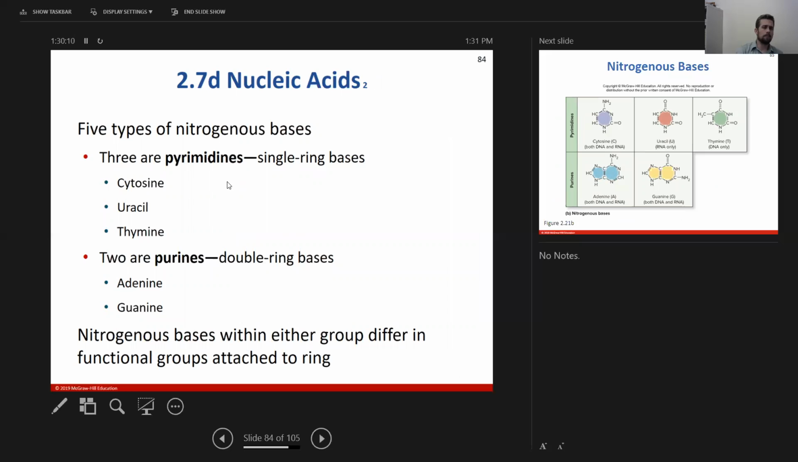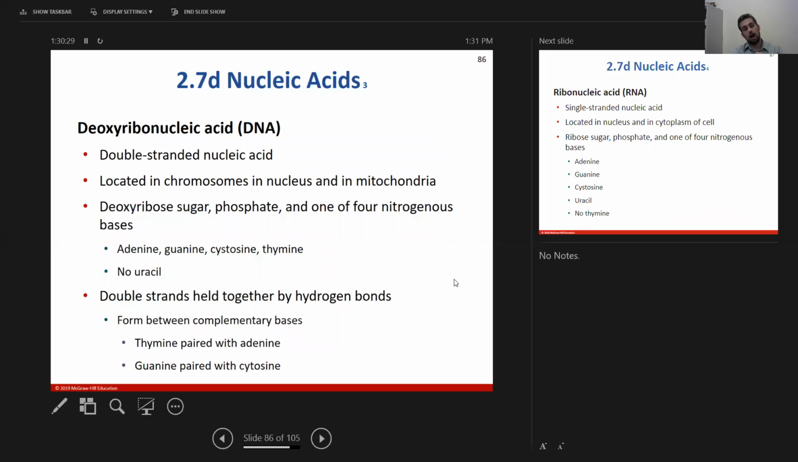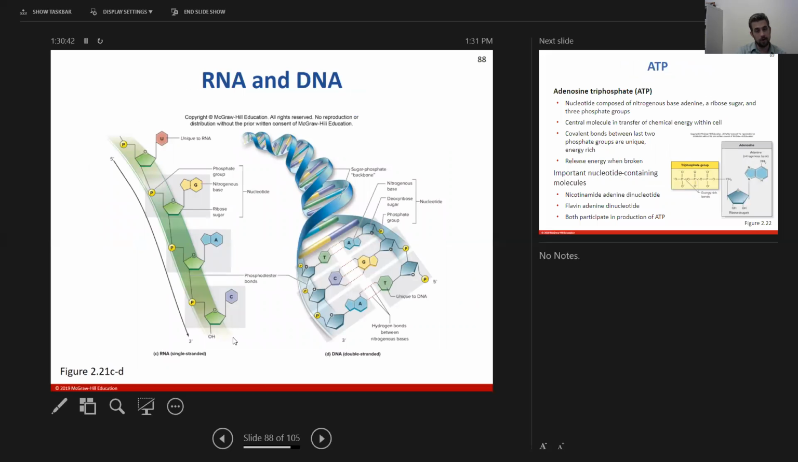Anyway, we've got 5 types of nitrogenous bases: pyrimidines and purines. Again, you don't really need to know a whole lot about this. Here are the nitrogenous bases: cytosine, uracil, thymine, adenine, and guanine. They are kind of important, of course, because of the storage of the genetic code that it does. Deoxyribonucleic acid is a double strand, of course. Ribonucleic acid is a single strand. So here's our ribonucleic acid right there, single strand, and here's our deoxyribonucleic acid, which is a double strand.